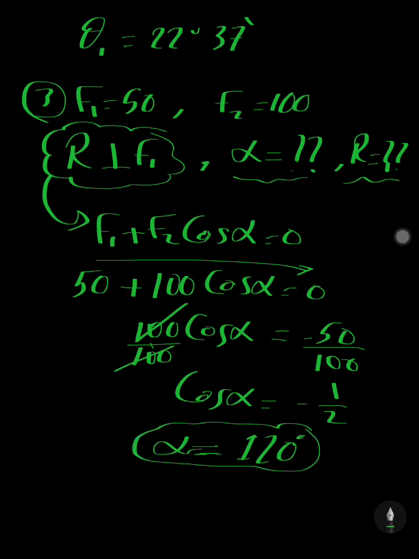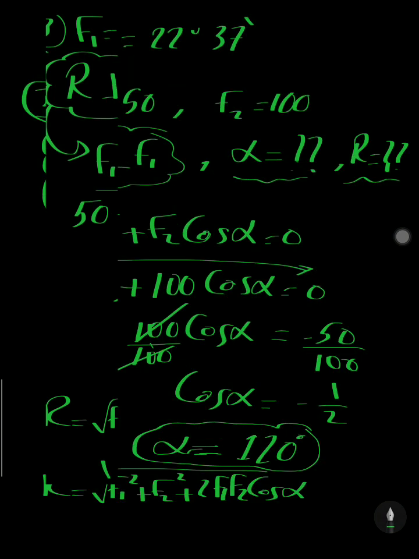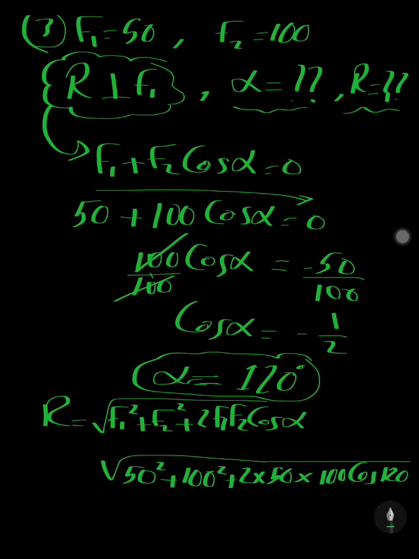The second requirement, we want to find the magnitude of the resultant. We use the cosine law: the square root of F1 power 2 plus F2 power 2 plus 2 F1 F2 cosine alpha. F1 is 50 power 2, F2 is 100 power 2, plus 2 times F1 times F2 cosine 120. Now the result will be 50 root 3 Newton.